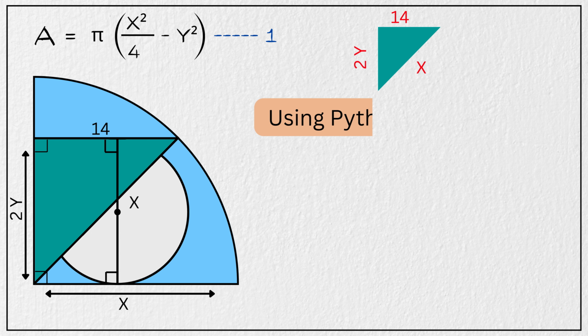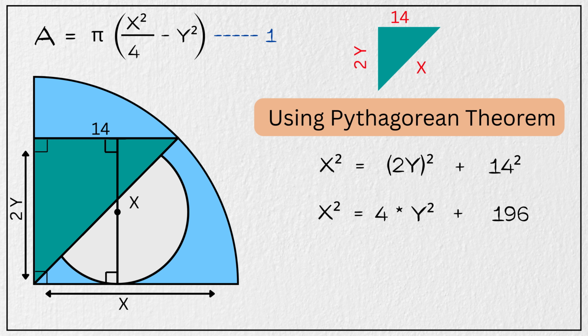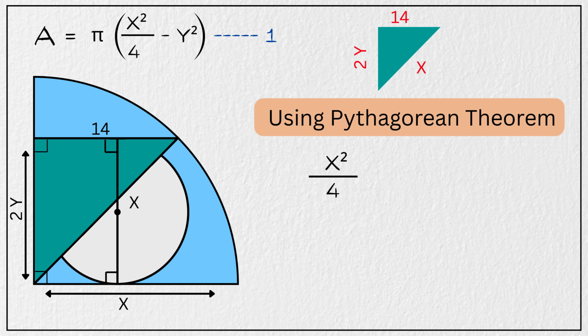So using everyone's favorite Pythagorean theorem, we have x squared equals (2y) squared plus 14 squared. That is x squared equals 4 times y squared plus 196. Now divide both sides of the equation by 4, we get x squared divided by 4 equals y squared plus 196 divided by 4, which simplifies to x squared divided by 4 equals y squared plus 49. Now subtracting y squared from both sides, we get x squared divided by 4 minus y squared equals 49.